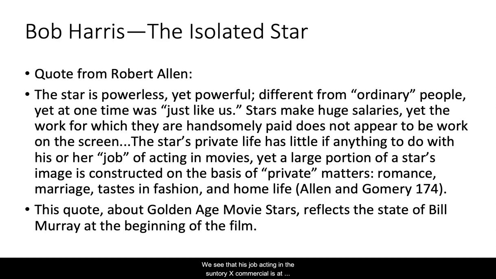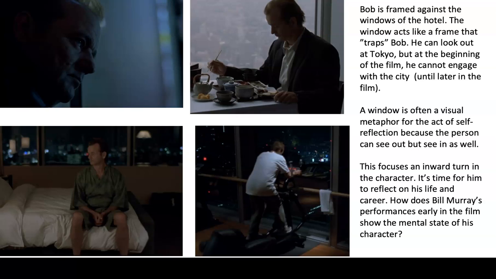We see that his job, acting in the Suntory Times commercial, is at odds with his private matters. His wife is redecorating their home, asking him for suggestions on construction, and getting a sense that he might be unhappy with the way his life is going. So one of the ways we can see this distinction is the way that Bob is framed against mirrors in the first half of the movie. He's framed there a lot.